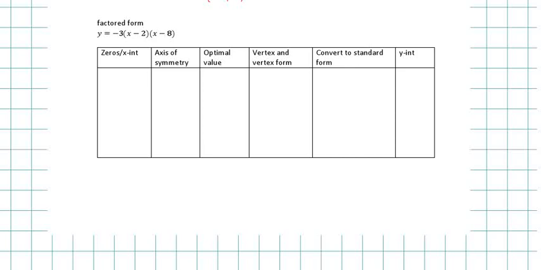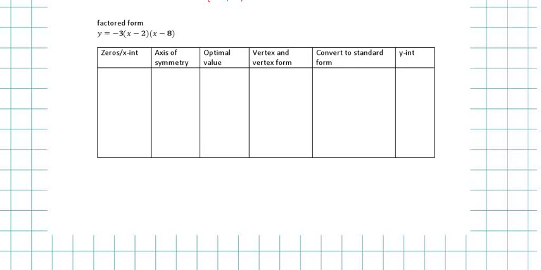So this question is asking you to fill out the table below. I have y equals negative 3 times x minus 2 times x minus 8. What are your zeros or your x-intercepts? The y-intercept, what we know is that the standard form. This is not standard form. This is factored form. That's true.